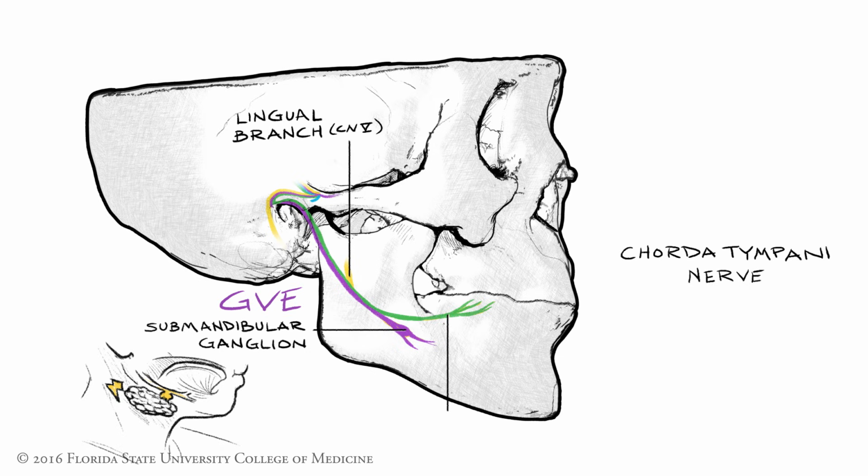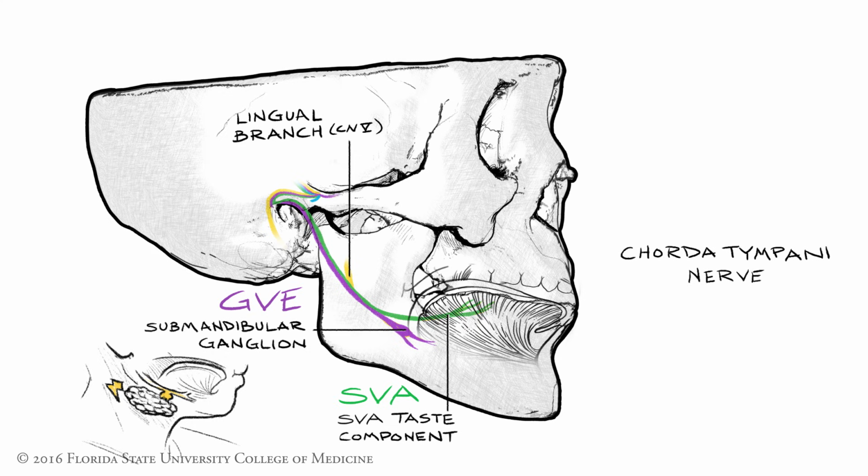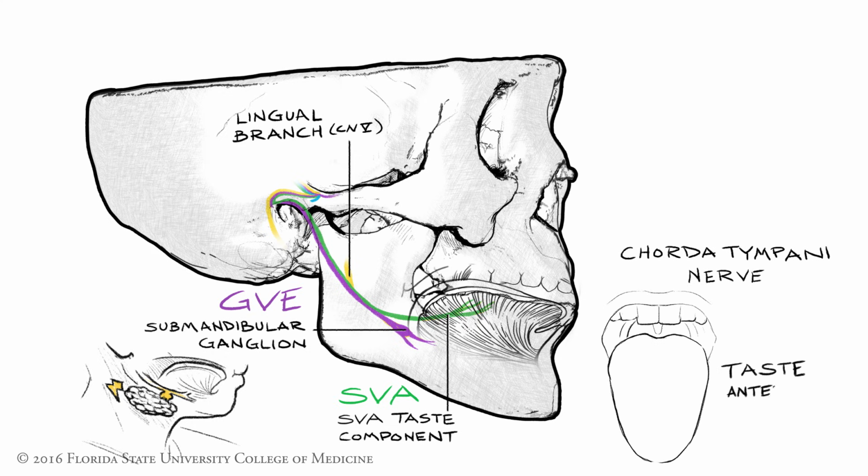In contrast, the SVA taste component of chorda tympani remains with the lingual nerve until it reaches the tongue, where it distributes to the taste receptors on the anterior 2/3 of the tongue.